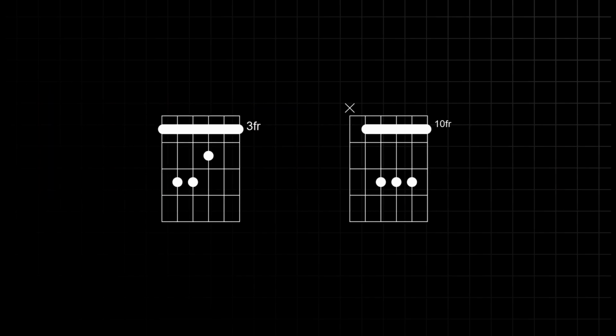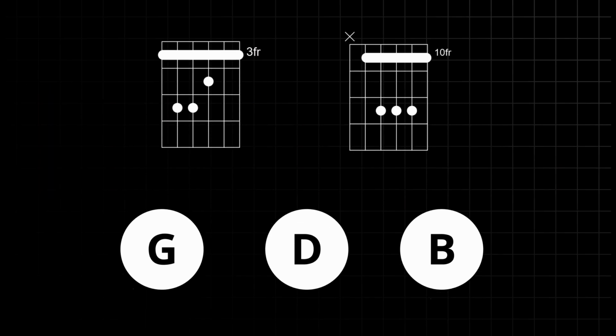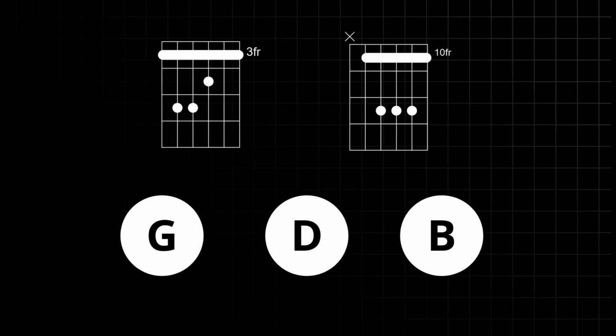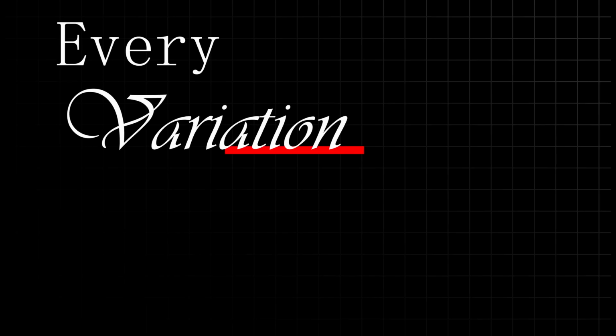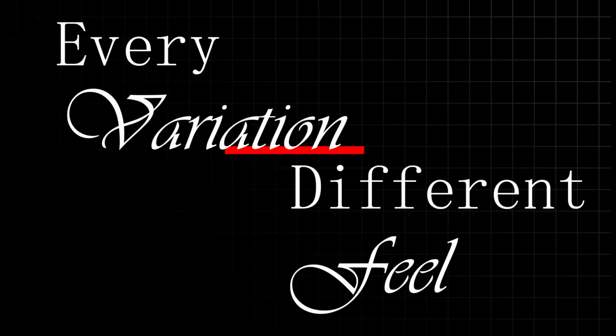We can also use a bar chord in these shapes, and when you analyze them, sure enough, all you are playing is the same 3 notes over and over again. It's that simple. And the interesting thing is that every variation of the G chord we mentioned has a different feel to it, and different situations may sound better with one G chord rather than the other.